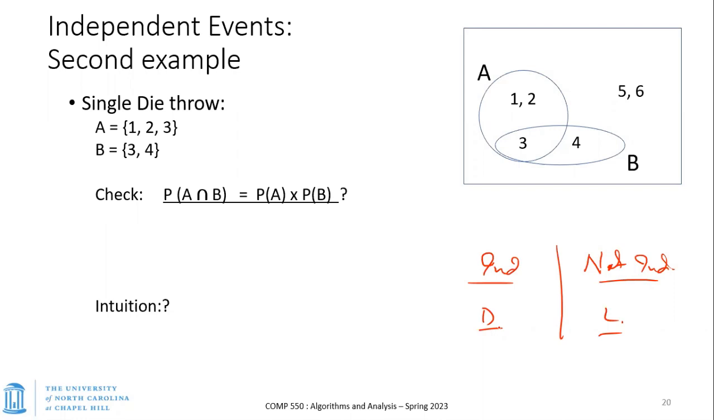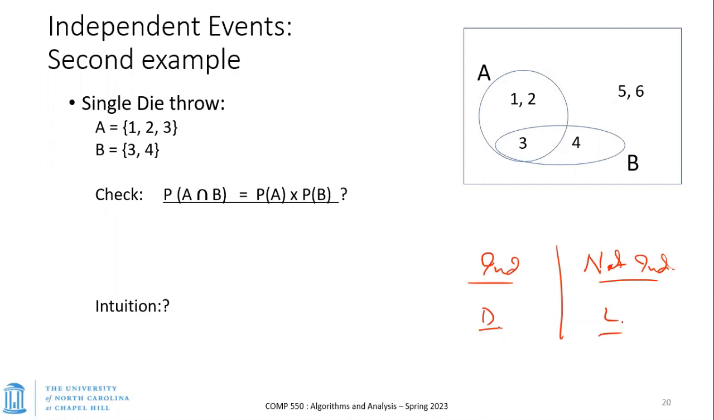Now that other gentleman or lady can tell you partially the information. They can tell you whether A has occurred, or they can tell you whether B has occurred. That experiment has happened. We don't know the results, but this person is telling me what the results are. And now we're trying to find out whether they are independent or not.